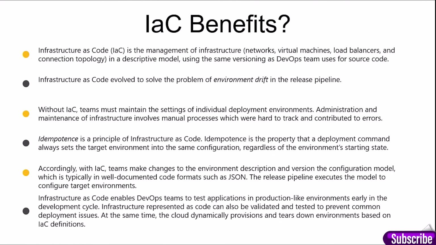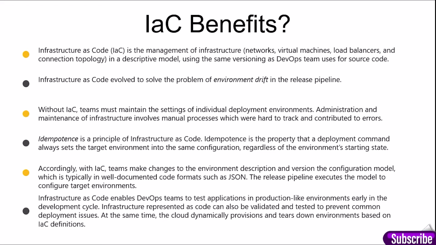Now we'll see what is the benefit of IAC. Infrastructure as code is the management of infrastructure, network, virtual machines, load balancers, and connection topology in a descriptive model, using the same versioning as the DevOps team uses for source code. Infrastructure as code evolved to solve the problem of environment drift in the release pipeline. Without IAC, teams must maintain the settings of individual deployment environments. Administration and maintenance of infrastructure involves manual processes which were hard to track and contributed to errors.